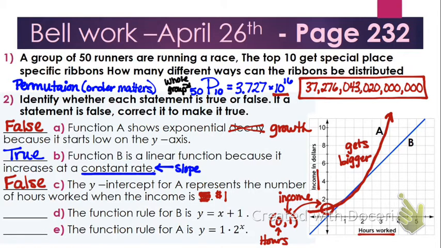You think it's true? Chris says it's false. Let's look at it. How do we write equations for lines? What's slope-intercept form? y equals mx plus b. What does b represent? The y-intercept. Where is the blue line intersecting the y-axis? At (0, 0). Here's the y-intercept here.